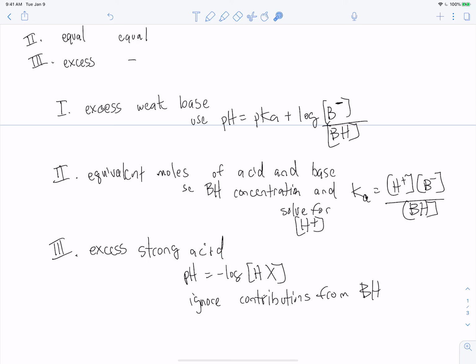And the third scenario is when I have excess strong acid, and this is the simplest one. I want to figure out how much HX I have after the neutralization reaction is complete, and then I can ignore any contributions from BH, so my pH just ends up equaling the negative log of the HX concentration, the strong acid concentration. Specifically, it's the strong acid concentration after the neutralization reaction. You can't just plug in the strong acid concentration from the beginning. You have to consider the neutralization reaction that happens. These are all the scenarios that you can end up in for strong acids and weak bases.